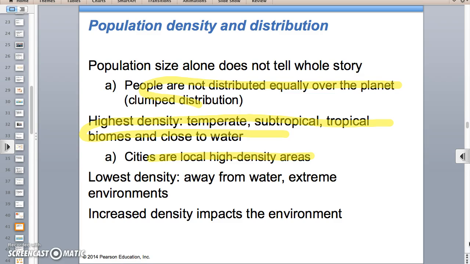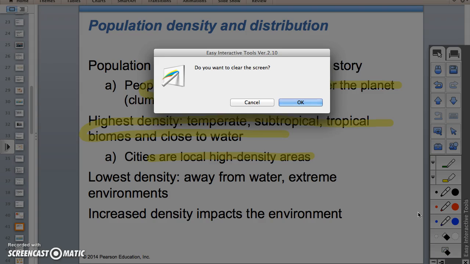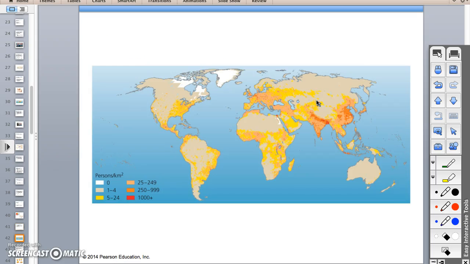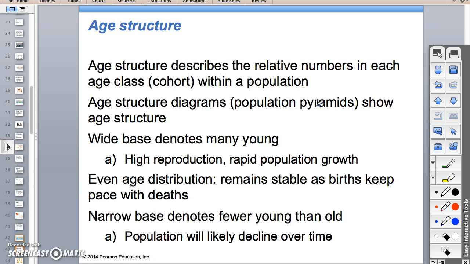So anyway, lowest density tend to be those away from water and extreme environments. Extreme environments would include places like the taiga and the tundra and the desert. Okay, and increased density obviously is going to impact the environment. We're going to talk about that when we talk about land use. So it's a pretty interesting topic. So here on this map we can see population distribution mostly around the coastlines of different countries, and then your areas like India and China are very densely populated because there's a lot of people there.